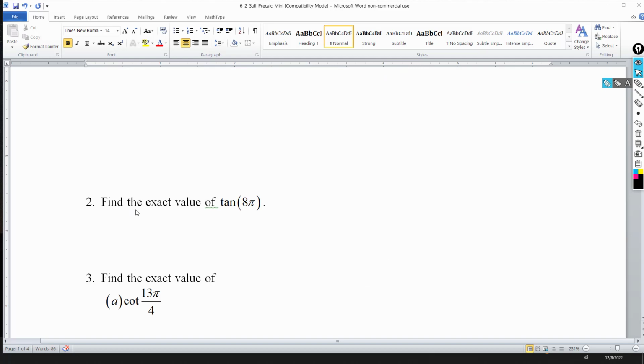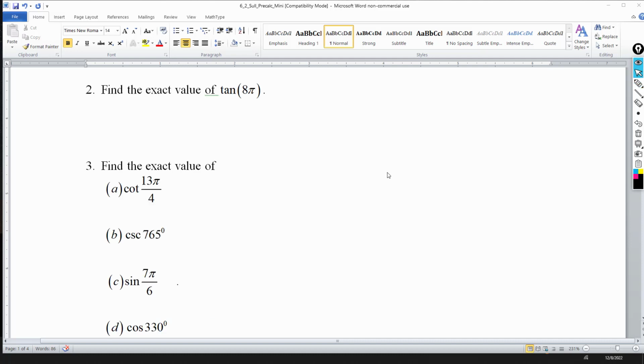Now find the exact value of tangent of 8 pi. For this one, we're just rotating. The angle rotates several times, and eventually it comes back over here. So we can just say the point on the unit circle at that position would be 1, 0. And the tangent is defined by y over x, so this would just be 0 over 1, which is equal to 0.